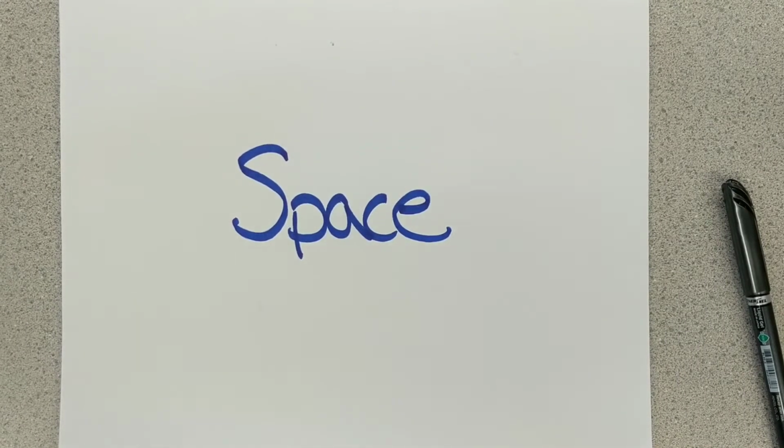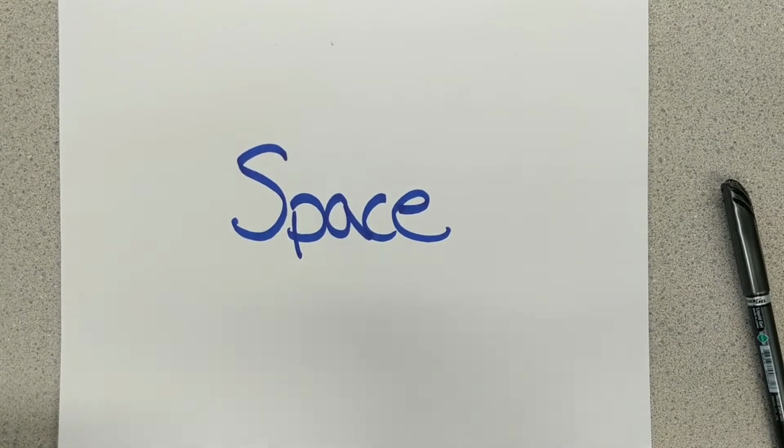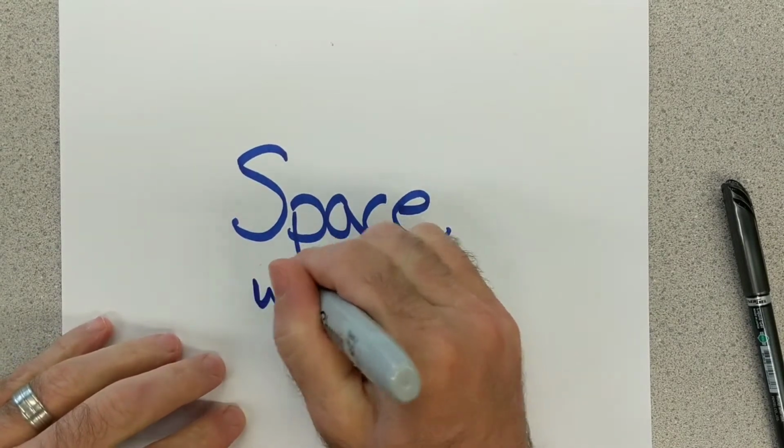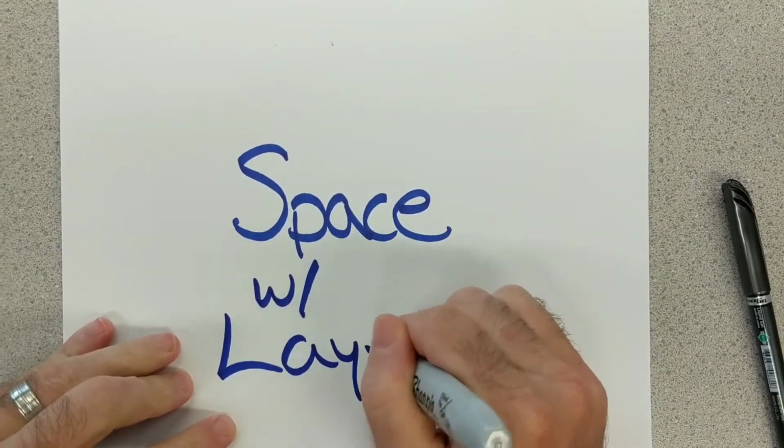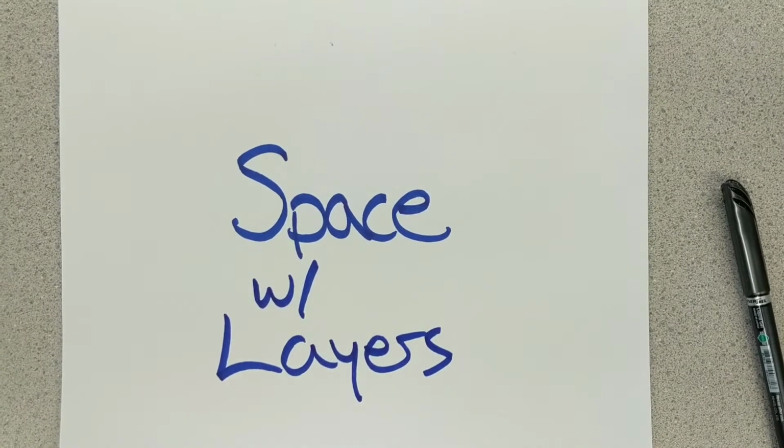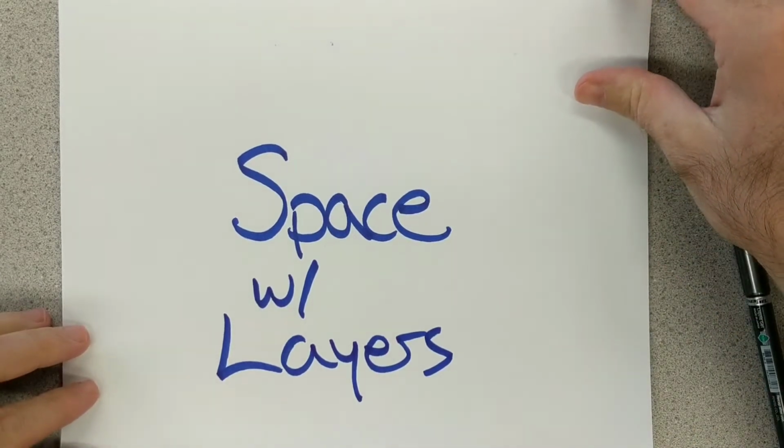Okay, there are many ways to create space in a drawing. You can do it with linear perspective. You can do it by shading and by kind of making things look three-dimensional. But in the beginning, the easiest way to make space is with layers. All right? So let's talk about that and how we start to develop space with layers.